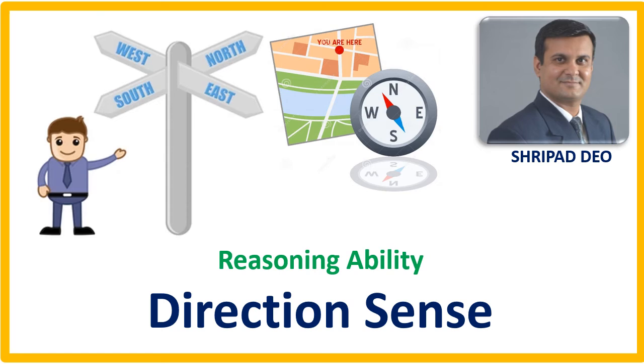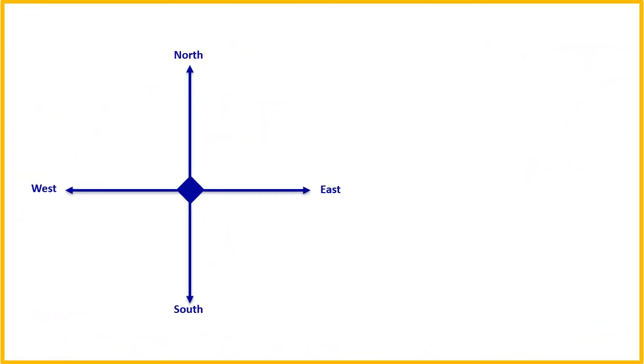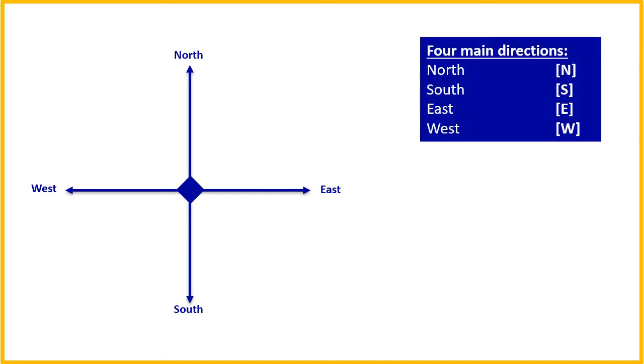Direction sense. This is the topic of reasoning ability. Now these are the four main directions called north, south, east and west. In this particular topic, a student should be very clear about right and left if he is approaching in any of these four directions. For example, if he is going in north direction, it is very easy to find where the right will appear and where left will appear.